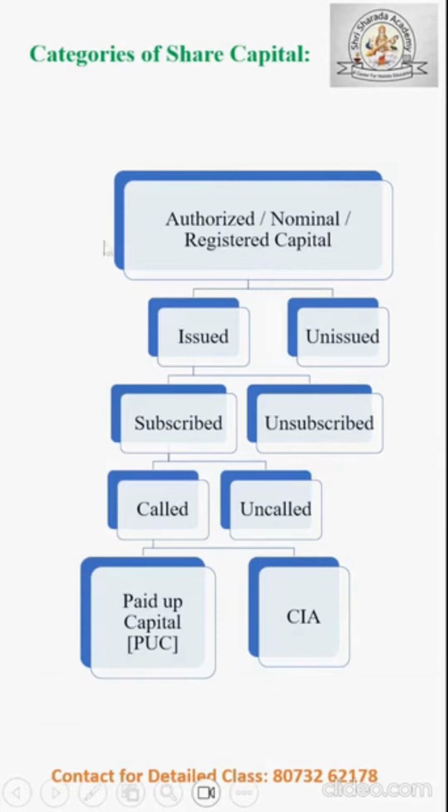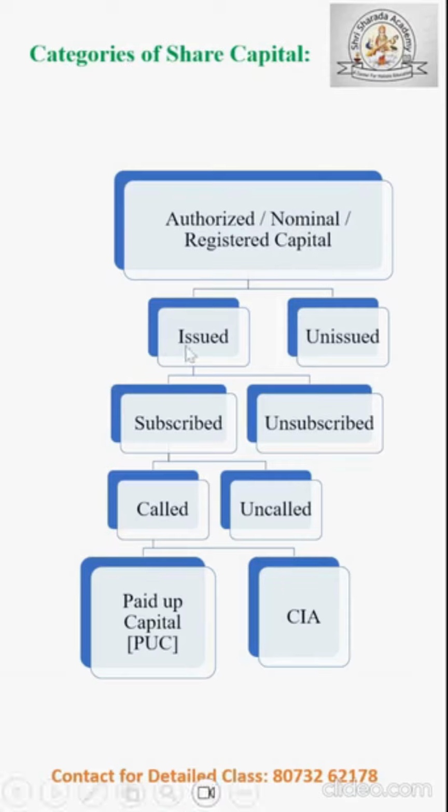Just to explain it again with the help of a numerical example, let's say there is a company which has registered 1 lakh equity shares of 10 each. In such a case, 10 lakh is the authorized capital. Just because they have registered 10 lakh capital, they may not issue the entire 10 lakh. As and when it is required, they issue.